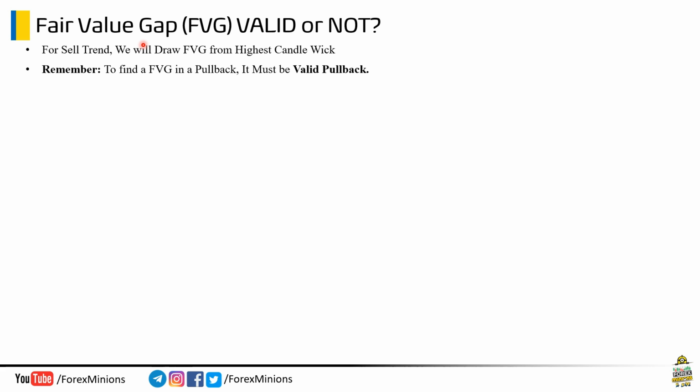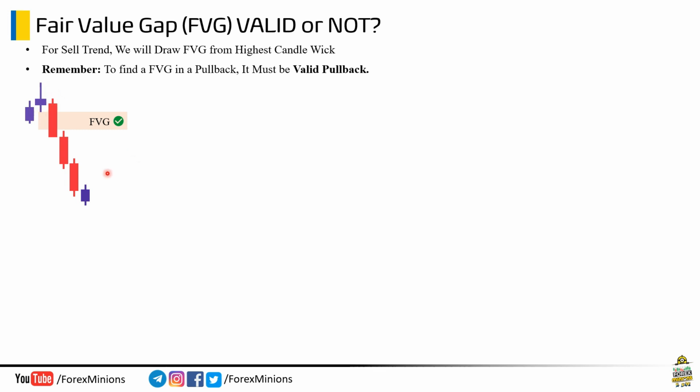Well, there are two basic rules for fair value gap confirmation. First, for a sell trend, we will draw the fair value gap from the highest candle wick. Secondly, remember that to find a fair value gap in a pullback, it must be a valid pullback. Let's check these examples to understand these rules. This first one is a very basic and simple diagram. Here if you note this fair value gap zone, this one is valid, because this fair value gap is drawn from this highest candle wick.